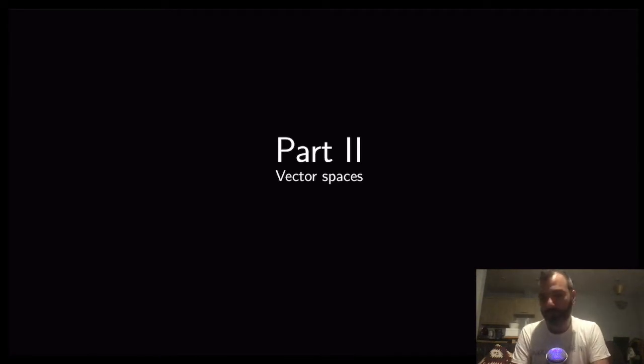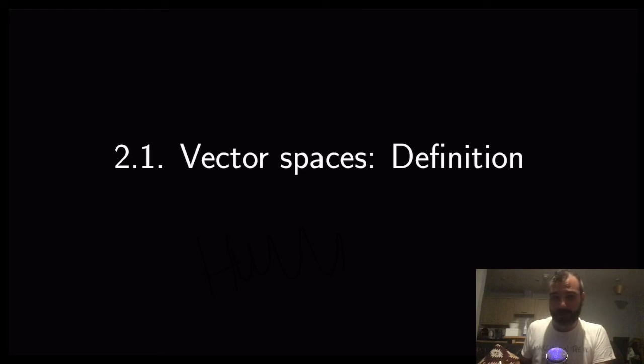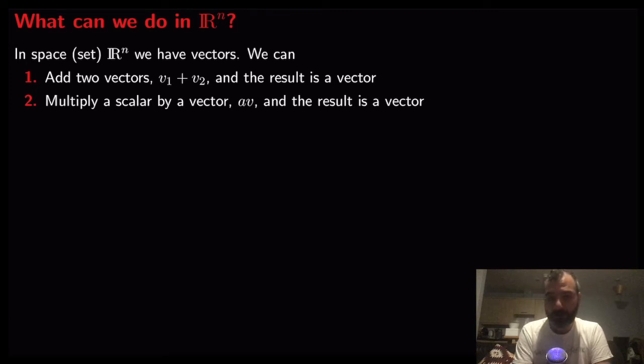But this is enough about matrix norms. I want us now to move on to the next part, which is vector spaces, which is a very interesting topic. We will start with the basics, well, definitions. Let's focus on Rn, the set of all vectors of dimension n. And I'm asking, on that space, what can we do? So on that space we have vectors. What can we do with these vectors? We can add them. You have v1, you have v2. You can do v1 plus v2.